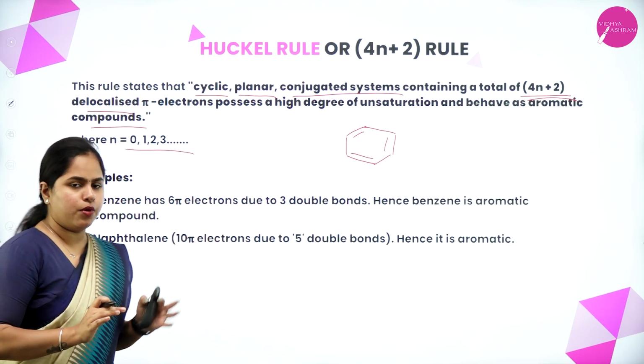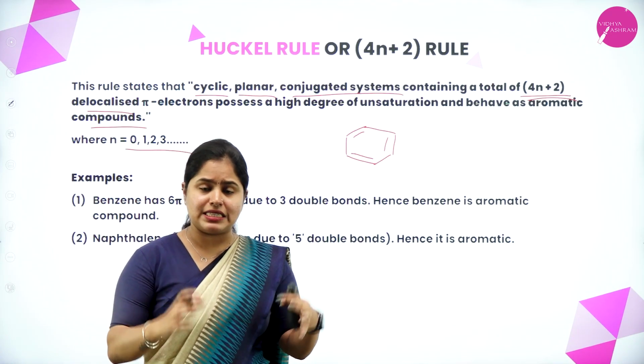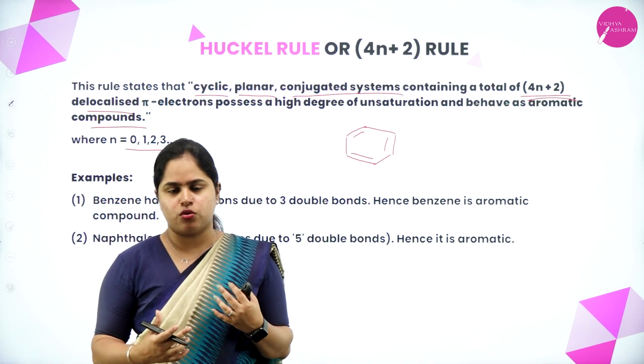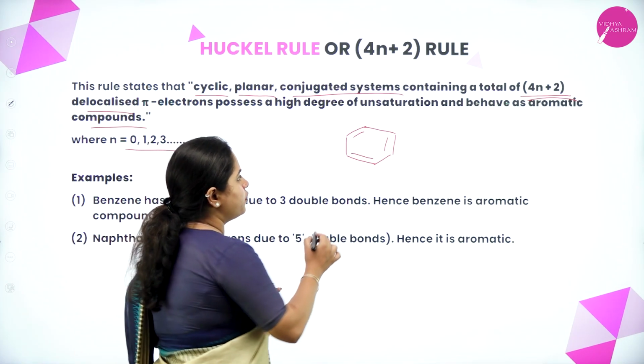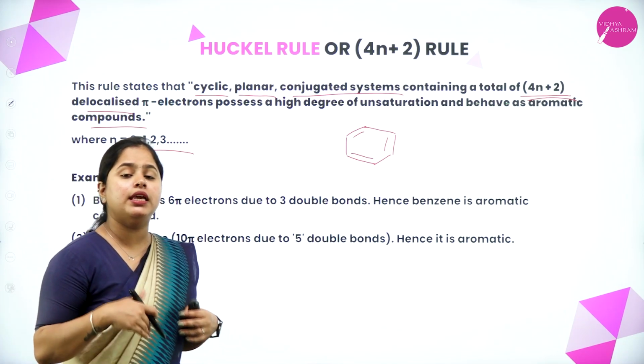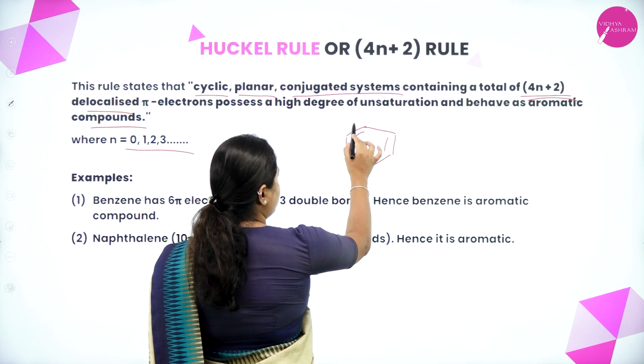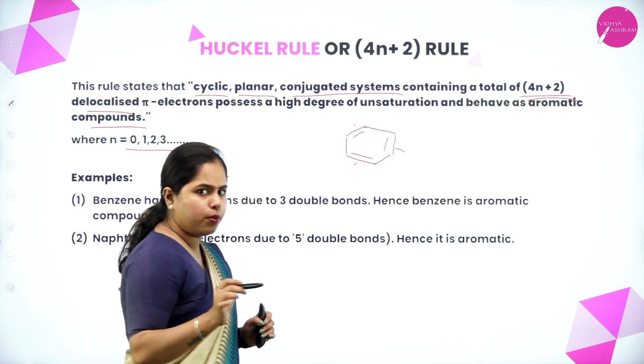So, let's take the example of benzene, and see how we can determine if this compound is aromatic based on Hückel's rule. In benzene, first what you have to see is how many double bonds are present, or how many pi electrons are present. You can see here 1, 2, 3. 3 pi bonds are present.